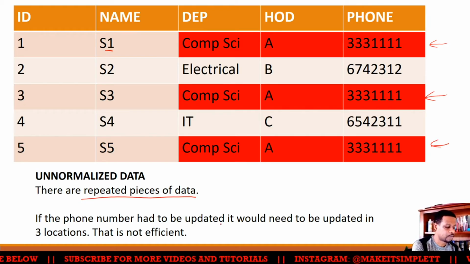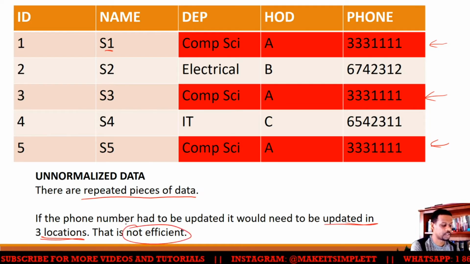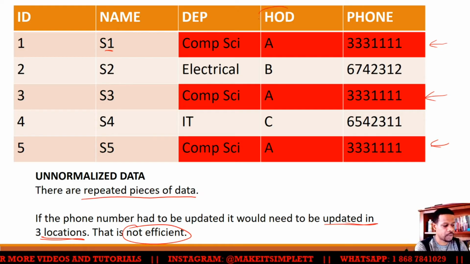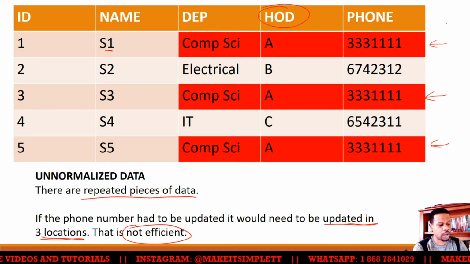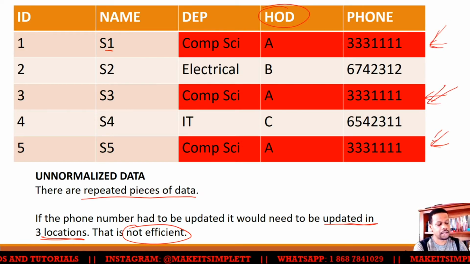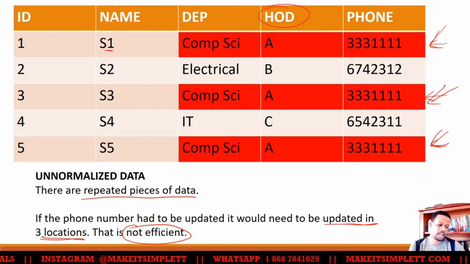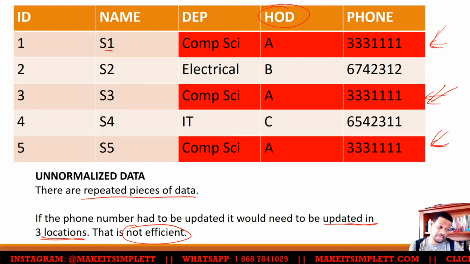If you update the phone number, it has to be updated in 3 locations. It's not efficient. If you wanted to change the department head, or the head of department of ComSci, you're going to have to update the phone number here, here, and here. That's why it's called an update anomaly. An update anomaly is going to cause that problem. So when you have unnormalized data, you have different problems that are going to pop up.